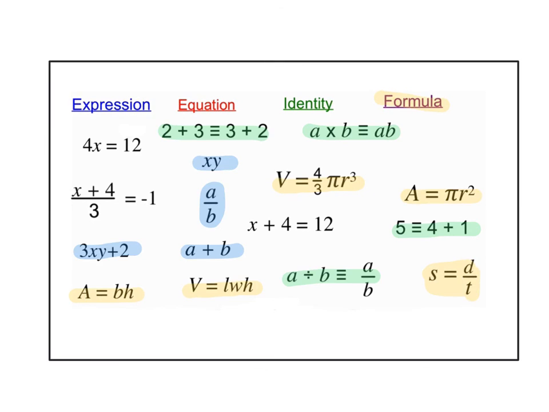So the ones that aren't formulas, therefore, are equations. So I'm going to highlight this in blue. So we've got 4x equals 12. X plus 4 over 3 equals minus 1. X plus 4 equals 12.